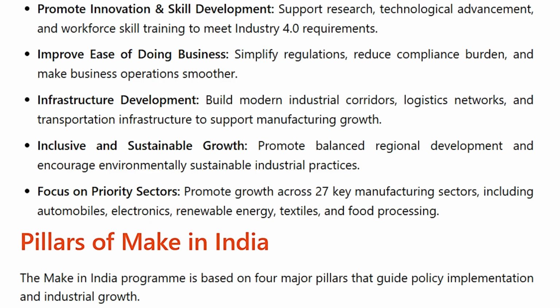Improve ease of doing business: simplify regulations, reduce compliance burden, and make business operations smoother. Infrastructure development: build modern industrial corridors, logistics networks, and transportation infrastructure to support manufacturing growth. Inclusive and sustainable growth: promote balanced regional development and encourage environmentally sustainable industrial practices. Focus on priority sectors: promote growth across 27 key manufacturing sectors, including automobiles, electronics, renewable energy, textiles, and food processing.